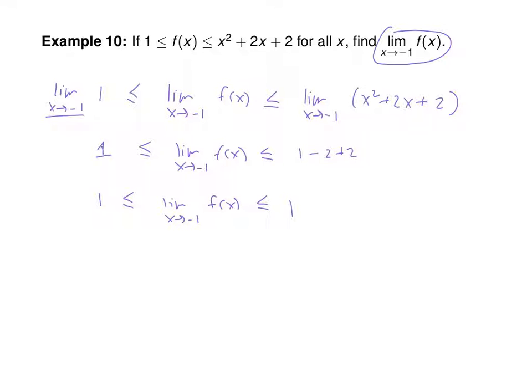So your limit that you don't know is both bigger than or equal to 1 and less than or equal to 1. So what is the only option then? It's got to equal 1. You want to learn a fancy math symbol? These 3 dots mean therefore. Limit as x goes to -1 of f of x equals 1 by the squeeze theorem.